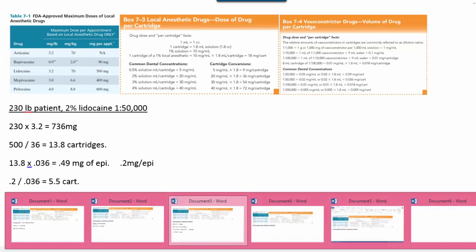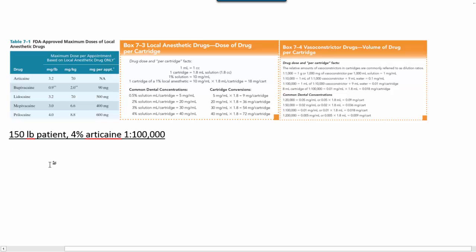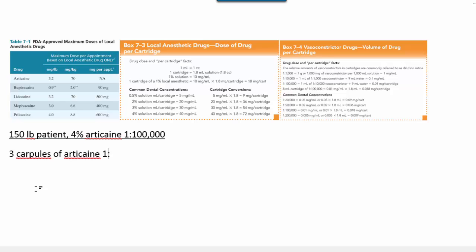Let's do a couple more examples. A 150-pound patient has received 3 carpules of articaine at 1 to 100,000 epinephrine. Now, question, how many more carpules can this patient receive before reaching their limit? First notice that articaine has no absolute MRD. So we don't have to worry about that.